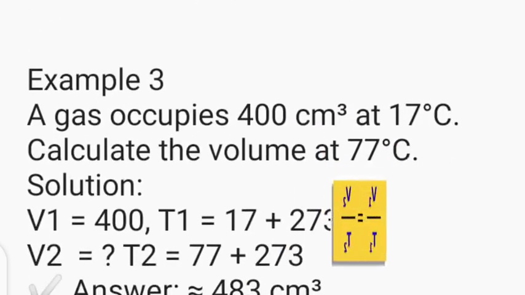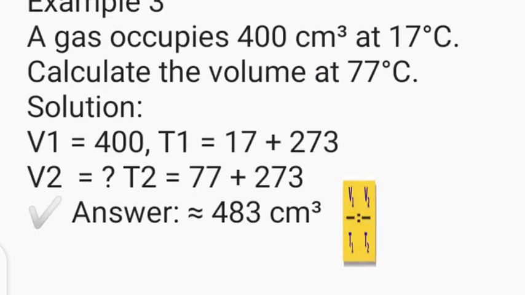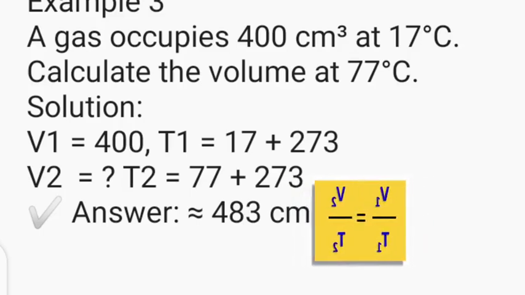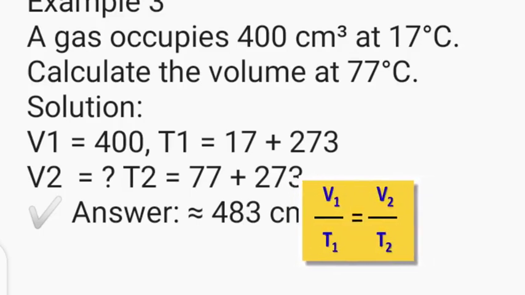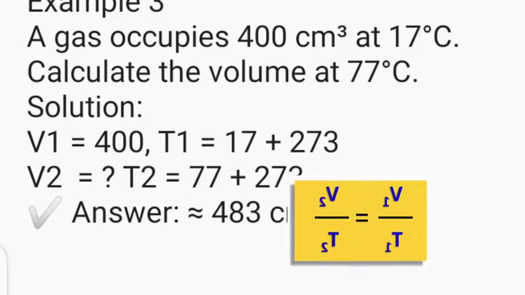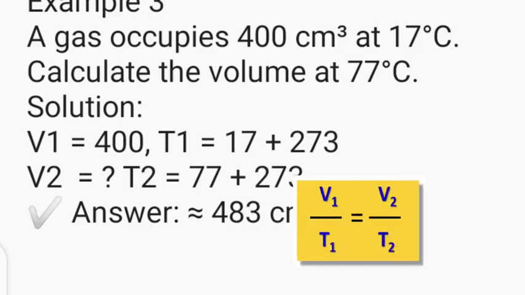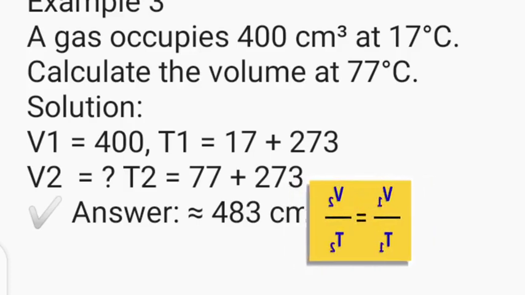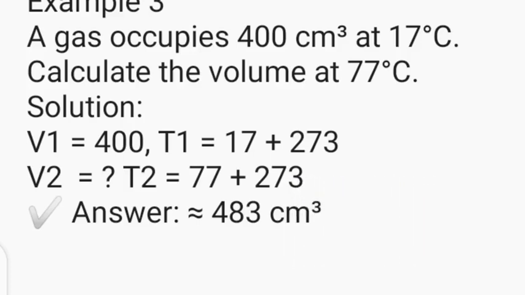And now the other question. Look at the questions, they are so simple. A gas occupies 400 cm3 at 17 degrees. Then calculate the volume at 77. So V1 in that question is 400 cm3. T1 is 17 plus 273. Then your V2 is unknown, while T2 is 77 plus 273. So we have V1 over T1 equals V2 over T2.